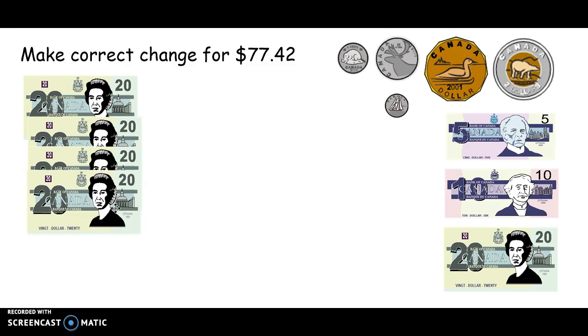If we paid with $80, how much would we estimate to be our change? Well, we know that the difference between 80 and 77 is roughly $3. Since the total amount is $77.42, we should be expecting less than $3 in change. Now, how much change will we get?